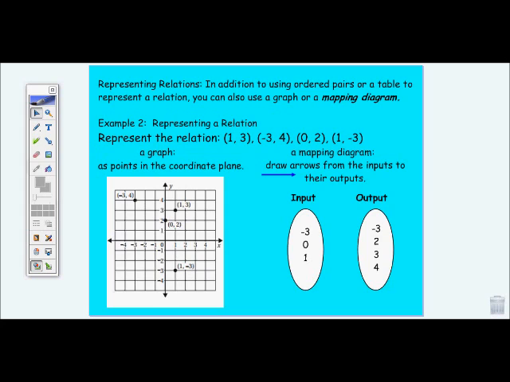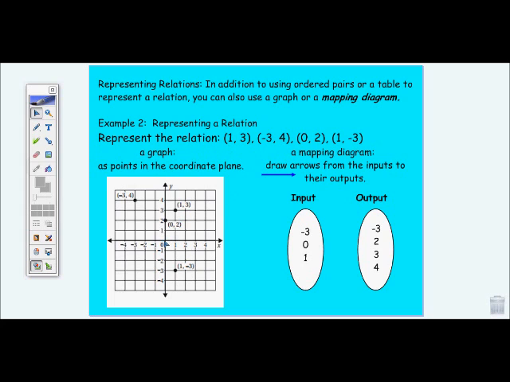Representing relations, in addition to using the ordered pairs, which we used on the first screens, or a table to represent a relation, you can also use a graph or a mapping diagram. So example 2 shows us both of those. Representing the relation, and here is the relation we will use for both of these examples: (1, 3), (-3, 4), (0, 2), and (1, -3). First, we'll put those points on a graph.